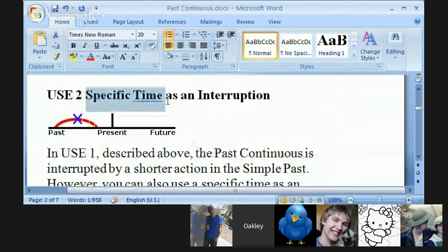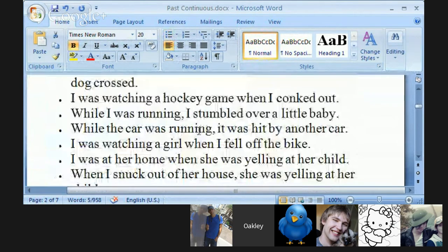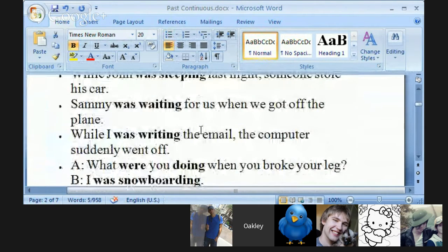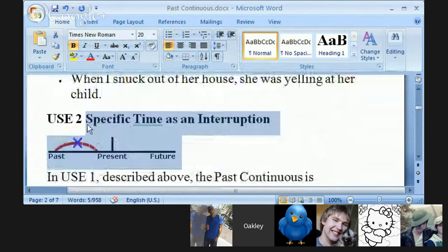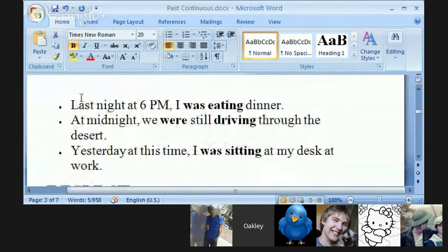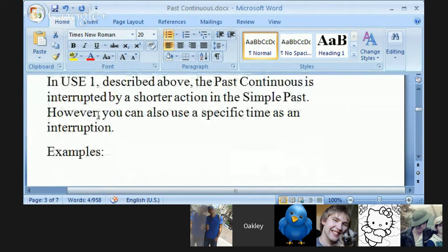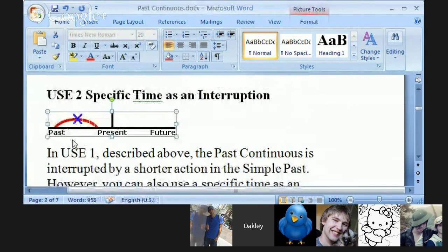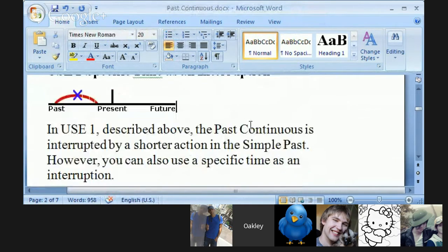Sure. All right. It doesn't have to be an interrupting action. It can also be a specific time as an interruption. Instead of a shorter action in the simple past, you can also use a specific time as an interruption. For example, with just a time clause: last night at 6 p.m., I was eating dinner. So here the purple X we see is the time clause, and the red continuous is past continuous.